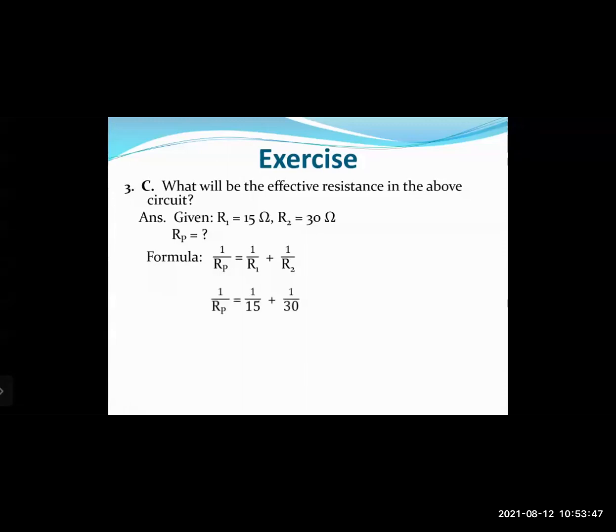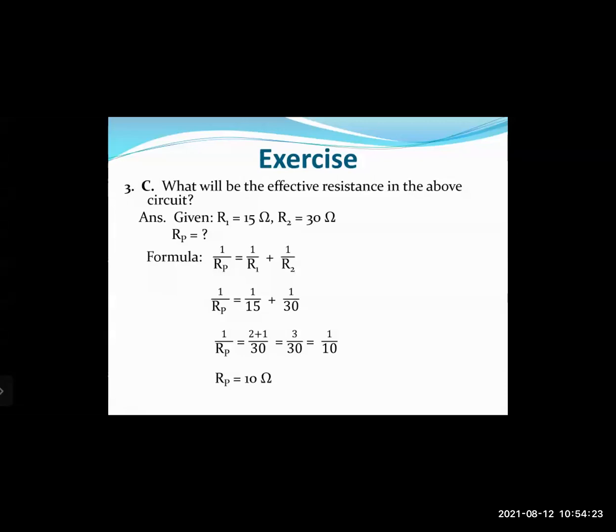On substituting the values of R1 and R2, we get 1 upon RP equals 1 upon 15 plus 1 upon 30. Solving this, 1 upon RP equals 2 plus 1 by 30, that equals 3 by 30, that is equal to 1 upon 10. Therefore, RP will be equal to 10 ohms. Now, if you observe the final answer, the effective resistance in a parallel combination is only 10 ohms.